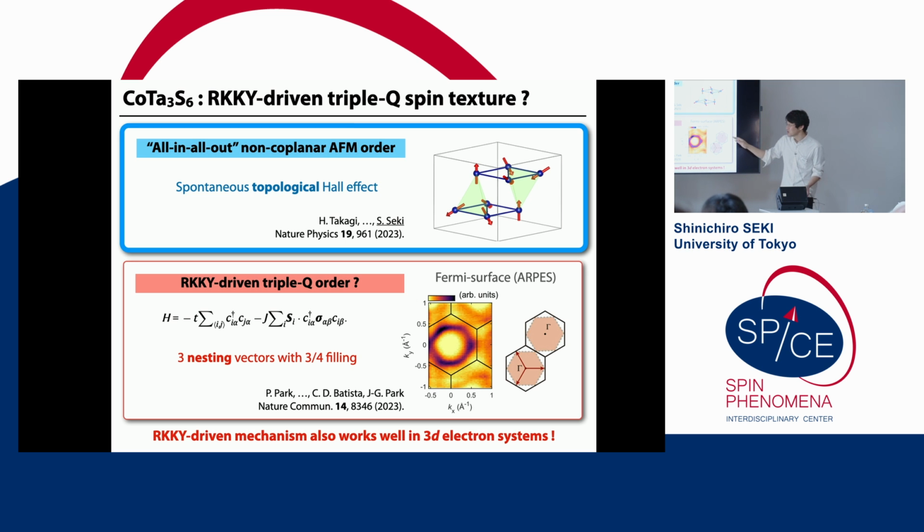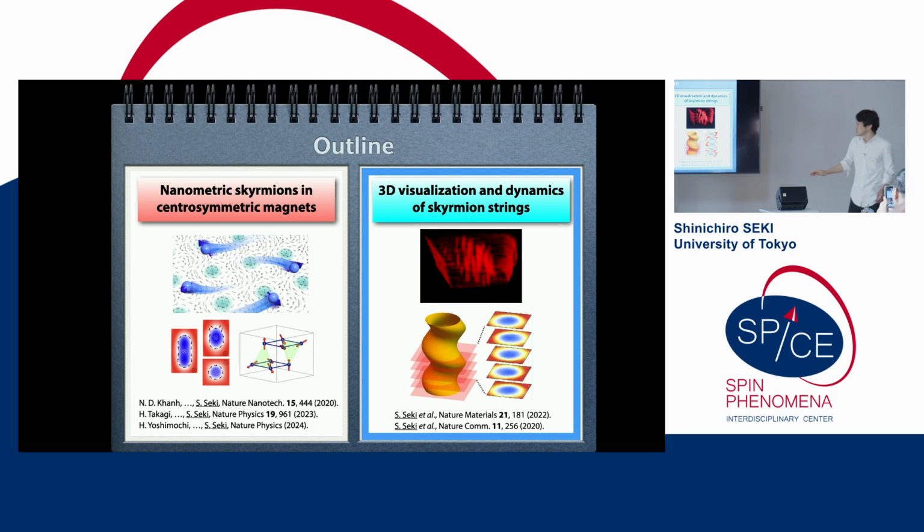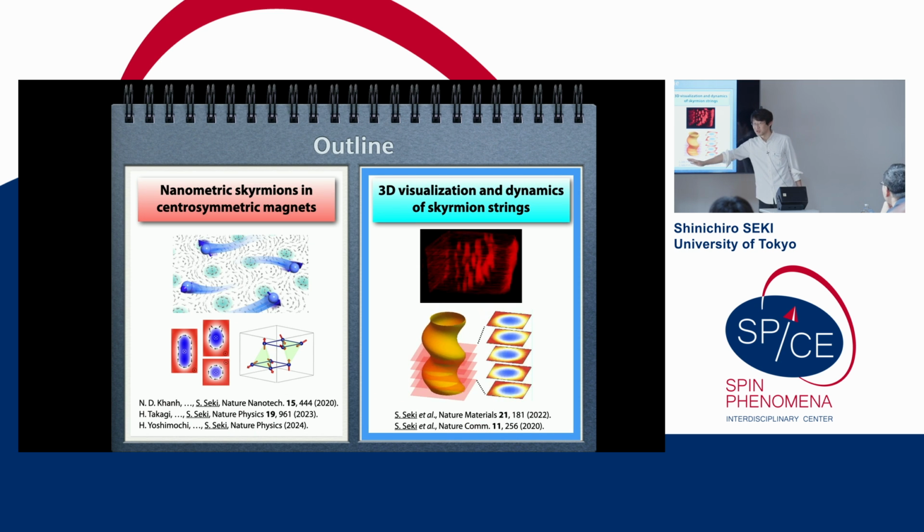And their conclusion is that this triple-Q antiferromagnetic order is stabilized by the RKKY-driven mechanism associated with the three equivalent nesting vectors. This finding strongly suggests that such an RKKY-driven mechanism also works well in a 3D electron system. So further search for similar RKKY-driven multiple-Q spin orders in both 4f and 3d electron systems would be a very interesting direction for future material development. Okay, so this is the first half, about the material development.